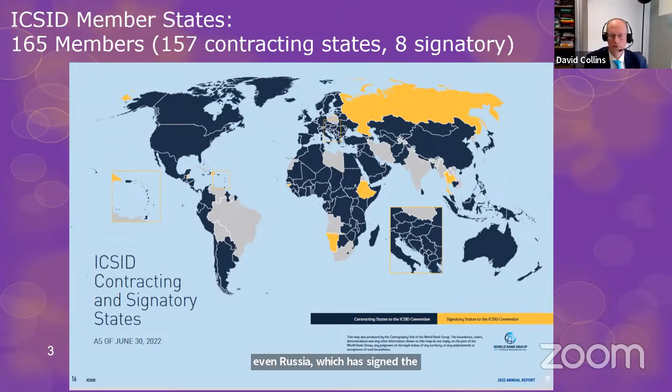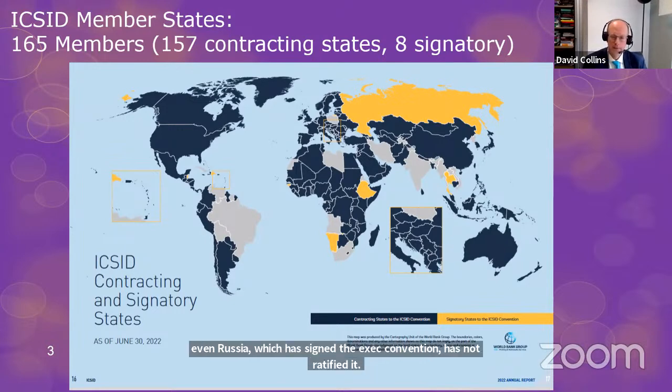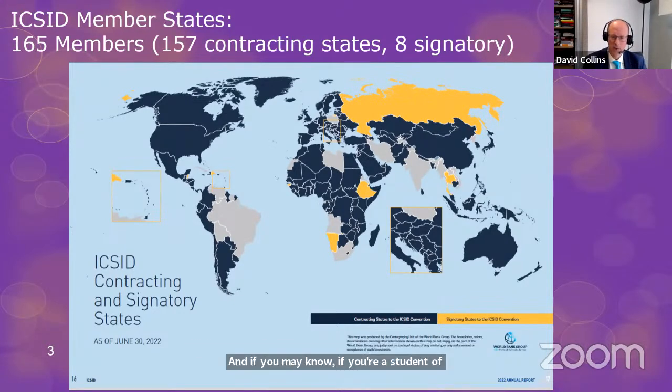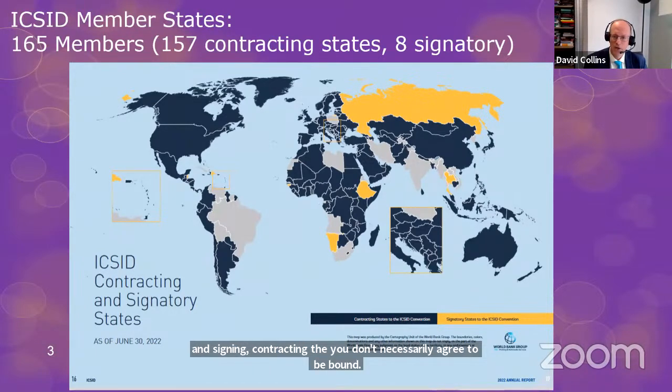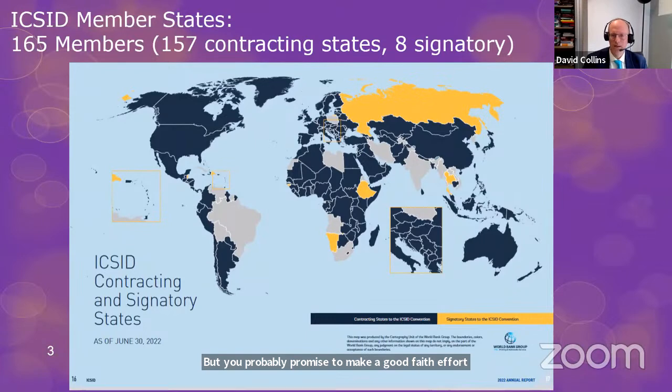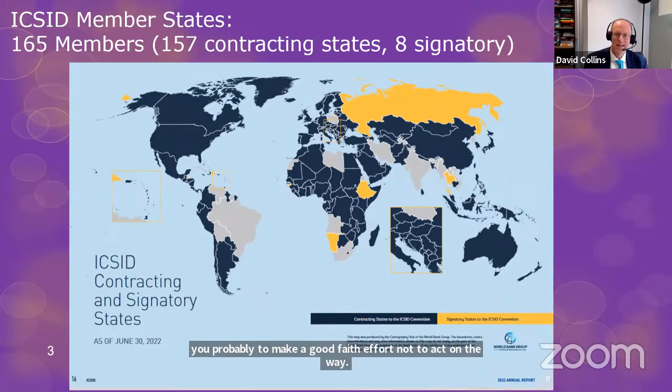And as you may know, if you're a student of international law, the difference between contracting and signing: contracting means you agree to be bound. Signing means you don't necessarily agree to be bound, but you promise to make a good faith effort not to act in a way that's inconsistent with the treaty. So that means that Russia is kind of agreeing to it.